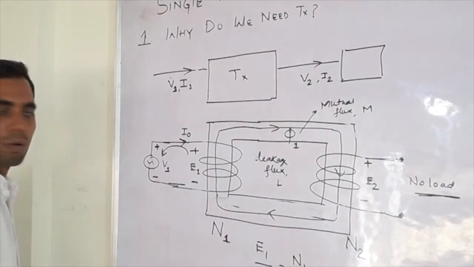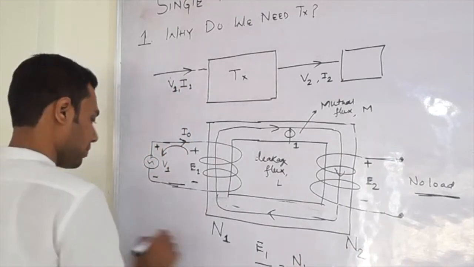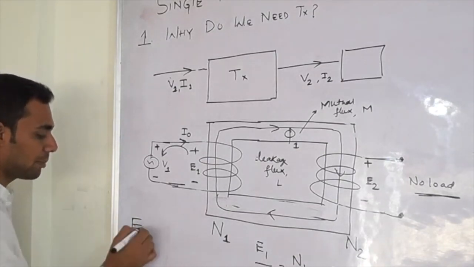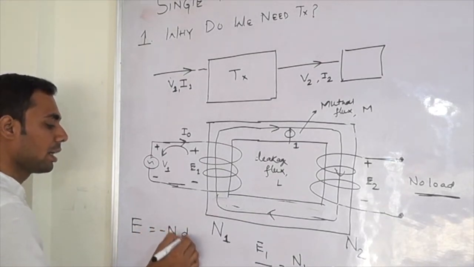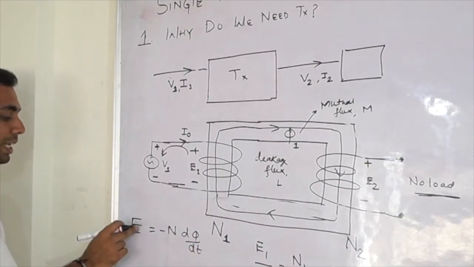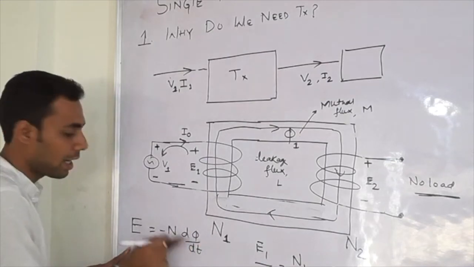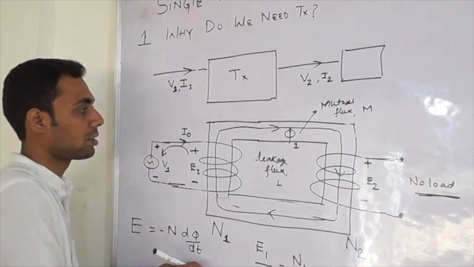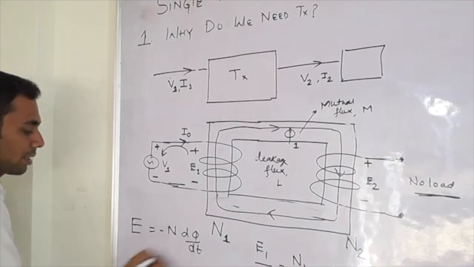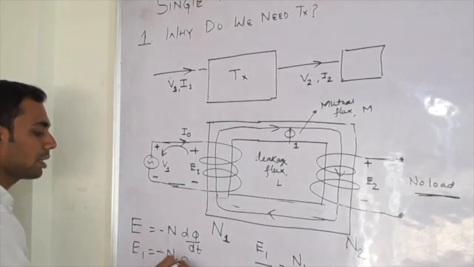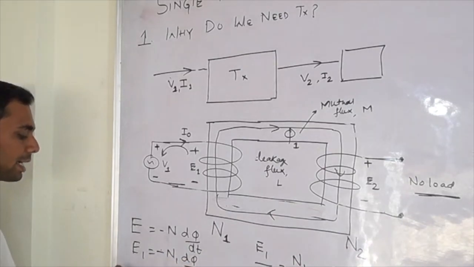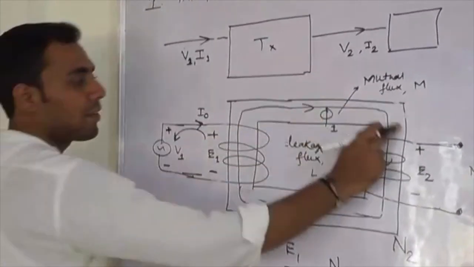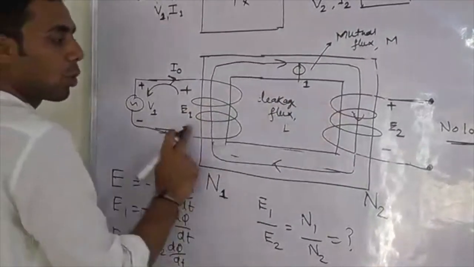Why is this so? According to Faraday's laws of electromagnetic induction, the EMF induced is equal to minus N d phi by dt. So EMF is induced when flux is changing with respect to time, multiplied by the number of turns where this flux is linked, and its direction is opposite to the rate of change of flux. So can I say E1 equals minus N1 d phi by dt and E2 equals minus N2 d phi by dt? I have kept phi the same because the same flux is being linked in both the coils, right?